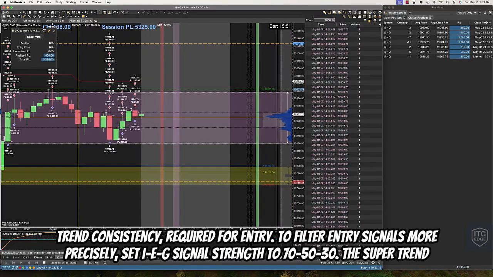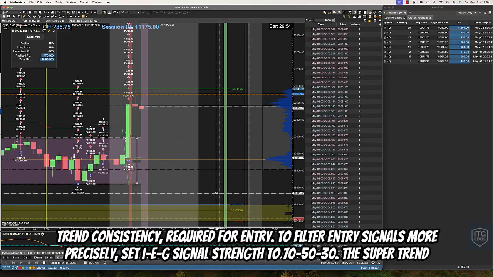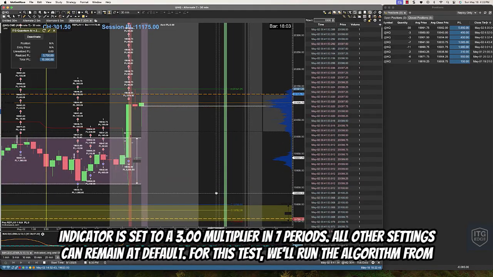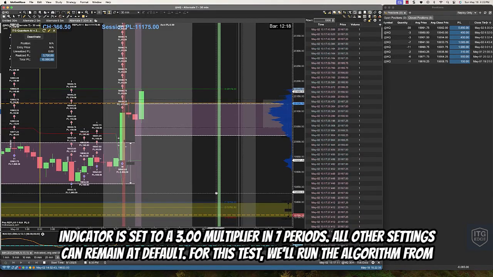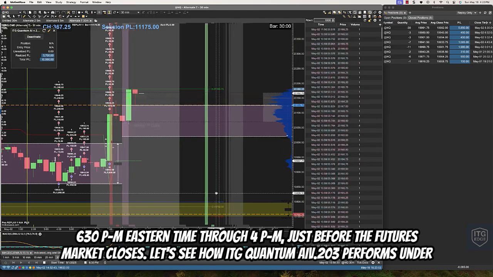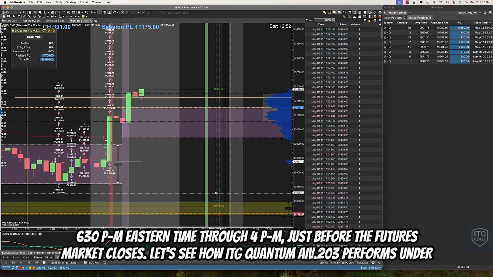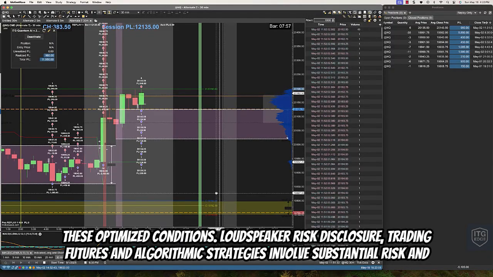To filter entry signals more precisely, set ITG signal strength to 70-50-30. The super trend indicator is set to a 3.00 multiplier in 7 periods. All other settings can remain at default. For this test, we'll run the algorithm from 6:30 p.m. Eastern Time through 4 p.m., just before the futures market closes. Let's see how ITG Quantum AI v.203 performs under these optimized conditions.